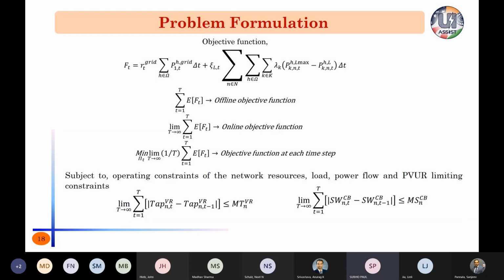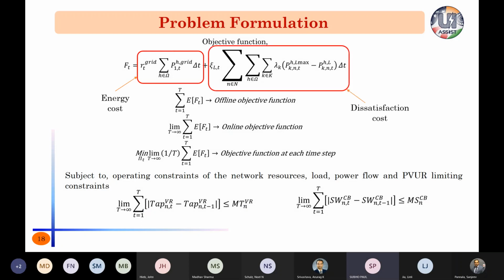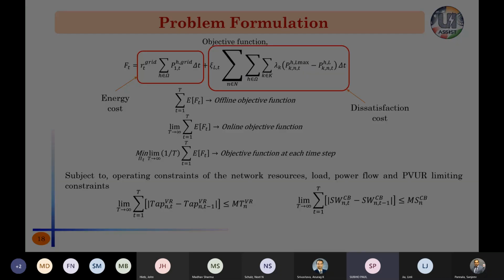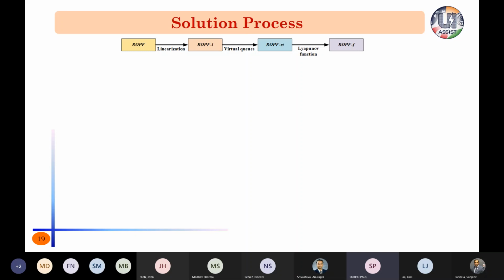So this is the overall objective function, where the first term denotes the energy cost and the second term denotes the dissatisfaction cost due to the load curtailment. All the offline benefits, like the long-term energy cost reduction and the security constraints of frequent switching of the capacitor banks or multiple tap operations of the voltage regulators, are included. These constraints are for the rolling time. So for real time, we have considered time-average constraints on stochastic functions. To get rid of these complexities, first the overall problem has been linearized.